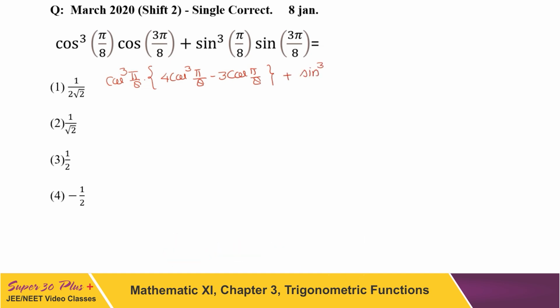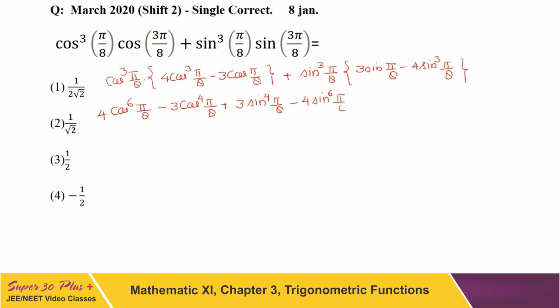Similarly, it is sine cube pi by 8, and apply the formula of sine 3 theta here: 3 sine theta minus 4 sine cube theta. Now simplify it. It will become cos to power 6 pi by 8 minus 3 cos to power 4 pi by 8 plus 3 sine to power 4 pi by 8 minus 4 sine to power 6 pi by 8. Rearrange it. 4 cos to power 6 pi by 8 minus sine to power 6 pi by 8 minus 3 times cos to power 4 pi by 8 minus sine to power 4 pi by 8.